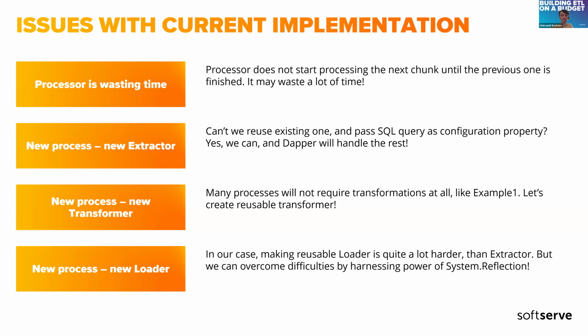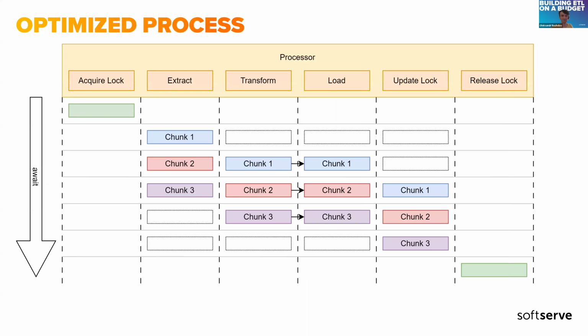So you may have noticed that with the current implementation, the processor does not start processing the next chunk until the previous one is finished. It may waste a lot of time in some circumstances. It is also time to add a process for example 2. We will take the existing extractor, transformer, and loader and make them somewhat reusable. Let's look at the optimized process.